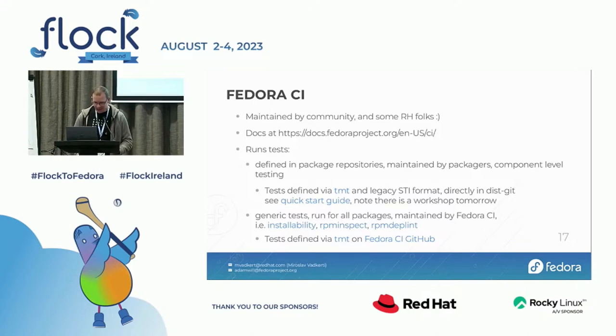Sorry about that. There are a few generic tests that Fedora CI runs, which are a hangover from AutoQA and Taskatron, which are tests that get run on every single package. And that's RPM inspect, which David Cantrell, who maintains that, is around. RPM deplint, which tries to check for broken dependencies. And installability, which just tests whether the package can be installed. And they run in CI just because it's a sensible place to run them.